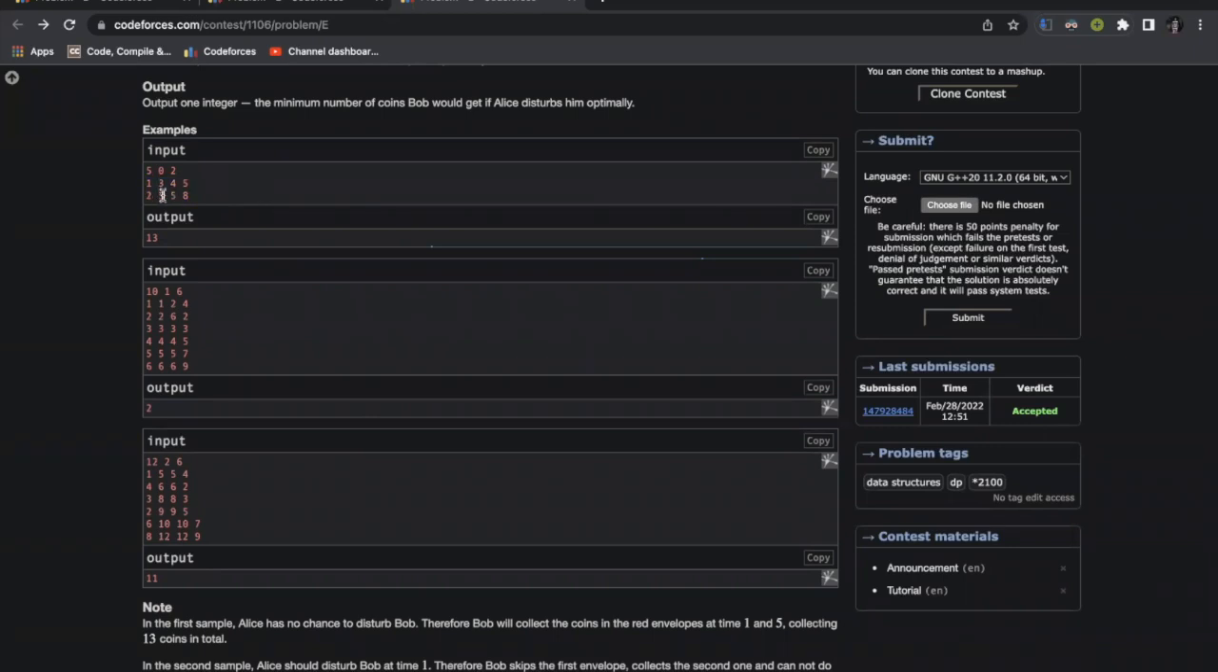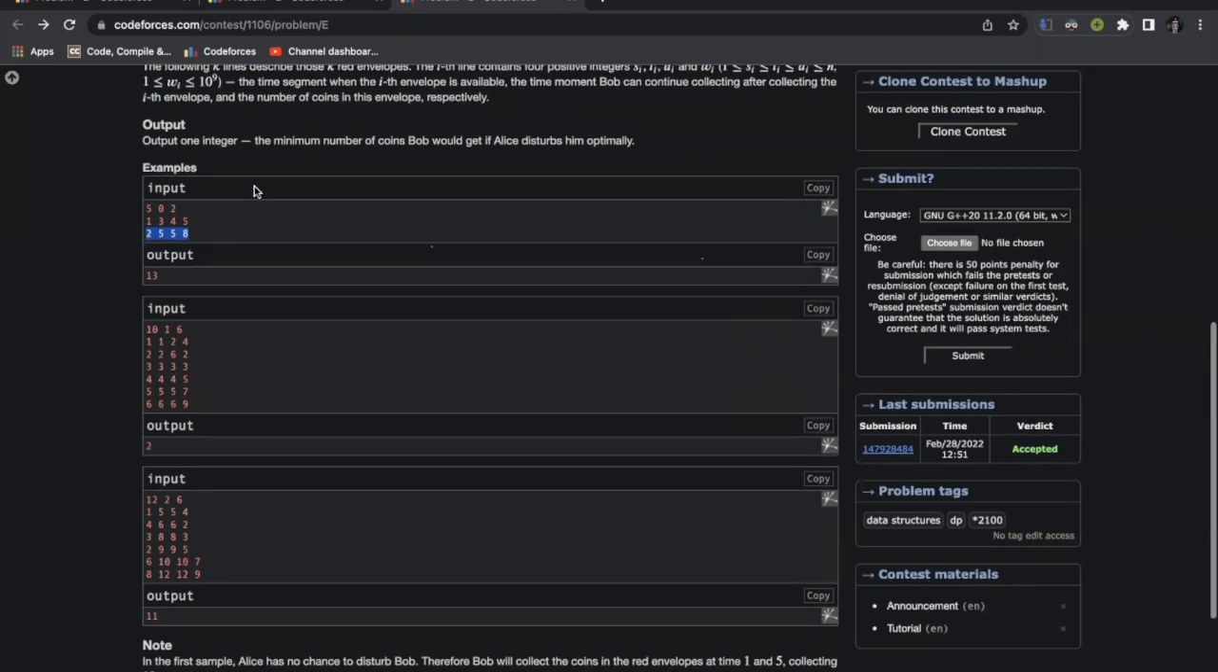But let's say instead of 5, this value, instead of 5, let's say it was 4. So in that case, I could not have picked this second coin if I picked the first coin. So the optimal strategy would have been to pick the second coin itself and get 8 coins in total. So pick the second envelope and get 8 coins in total.